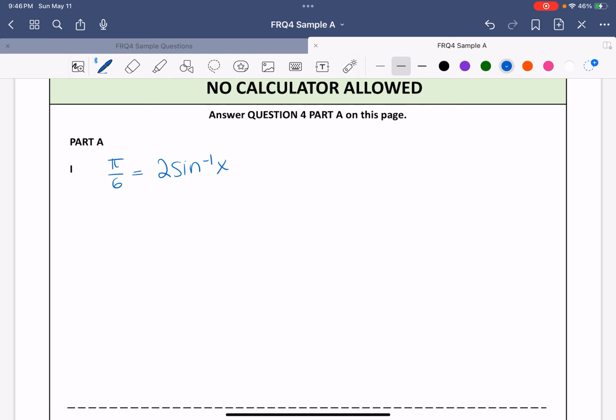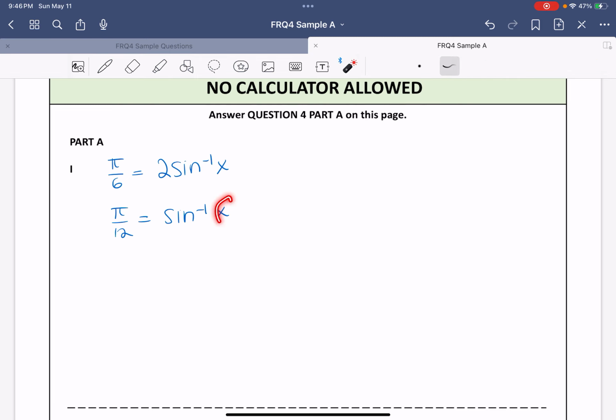Okay, so if we're solving, our goal is to get the x by itself. So the first thing I want to move is the 2. We're going to divide both sides by 2, but I think the easier way to do this is to multiply by 1/2, because half of 2 is 1, and that'll cancel. And if I do that to the other side, multiplying fractions is really easy. So this would be pi over 12 equals sine inverse of x.